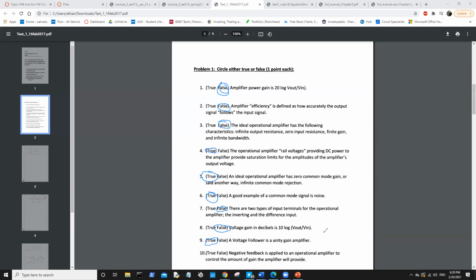Then we have number 10, true, false. Negative feedback is applied to operational amplifiers to control the amount of gain the amplifier will provide.